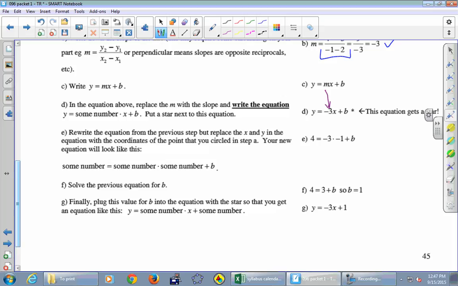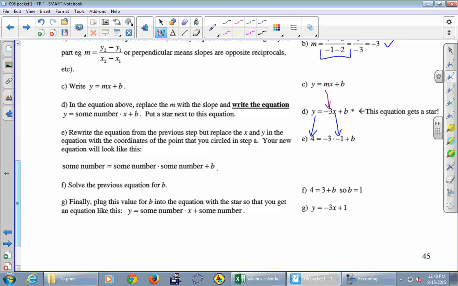What were the coordinates that we circled? -1, 4. So what we're going to do is change the x to -1 and the y to 4. And that's exactly what happens here. X became -1, y became 4. Everything else got copied, yes? And this is an equation with only one unknown in it. It is b, and that's what we're about to find.